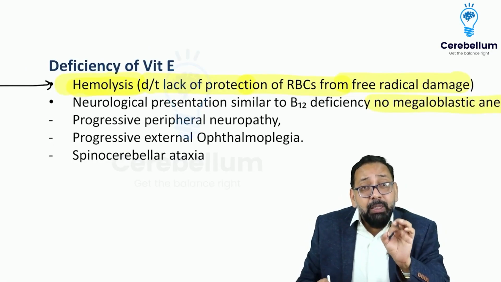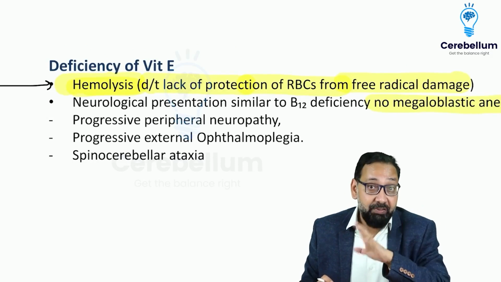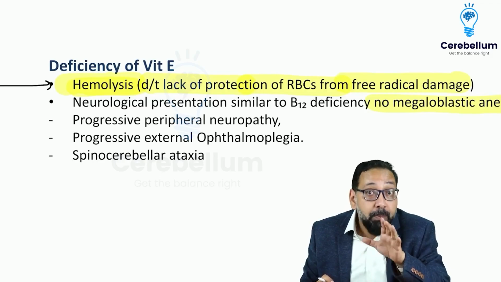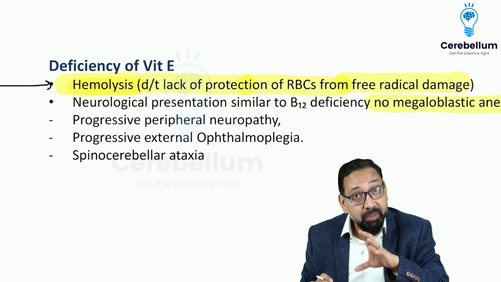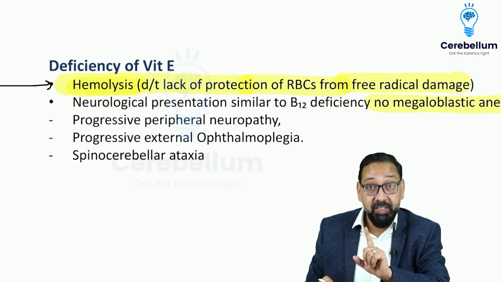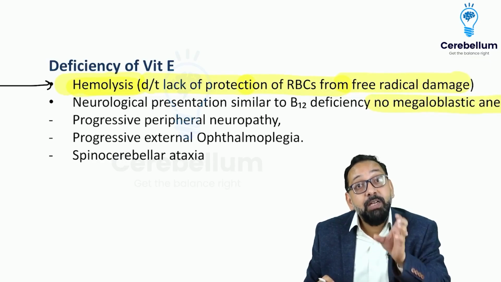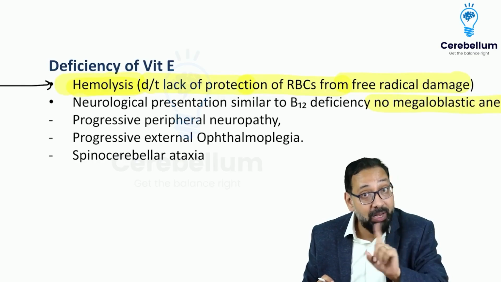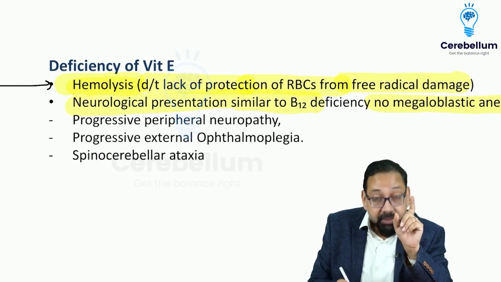In vitamin E deficiency, you will find neurological presentation just like B12 deficiency. In B12 deficiency, I told you subacute combined degeneration of spinal cord is there, neurological symptoms are there, and megaloblastic anemia is there. But in vitamin E deficiency, the neurological symptoms are just like B12 deficiency, but no megaloblastic anemia. So neurological presentation similar to B12 deficiency.